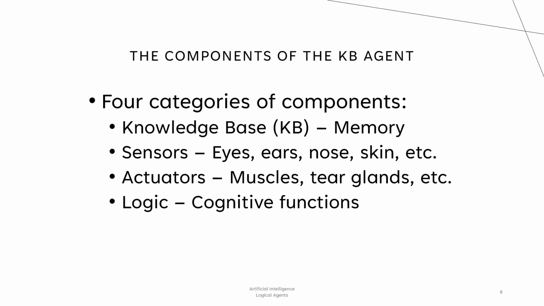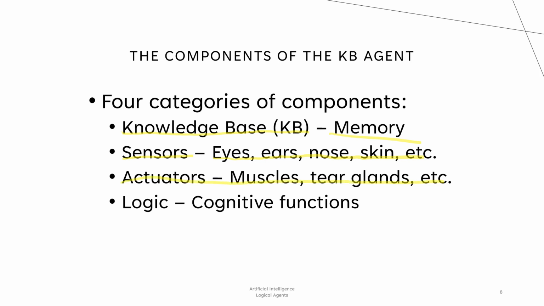So there's 4 categories of components in a KB agent generally. We have our knowledge base, which is like the human memory. We have our sensors. This is how the KB agent learns about the environment around it. We do the same with our 5 senses: touch, sight, smell, hearing, all that. Then there's actuators. These are the actions that the KB agent can take. So for us, we have our muscles and everything that we can control that allows us to make actions.